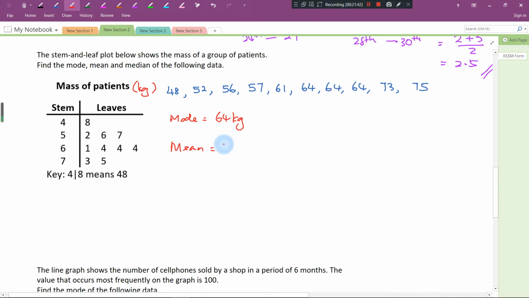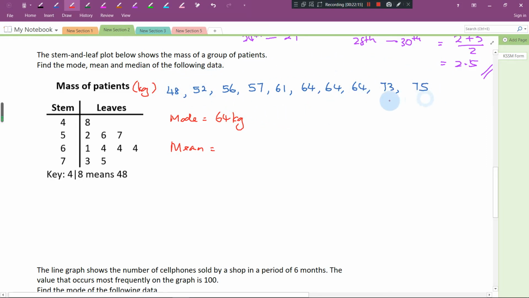Okay, be careful. Some students might do it this way. They take 4 plus 8 plus 5 plus 2 plus 7 plus 6 and so on, add up together, then divide by the total number of data. Let's say they calculate this way: 1, 2, 3, 4, 5, 6, 7, 8, 9, 10, 11, 12, 13, 14. This is not correct. This counts 1, 48, 52, 56, right? So we actually have 1, 2, 3, 4, 5, 6, 7, 8, 9, 10. We only have 10 data.